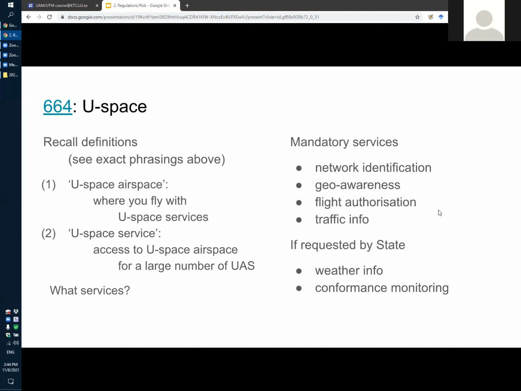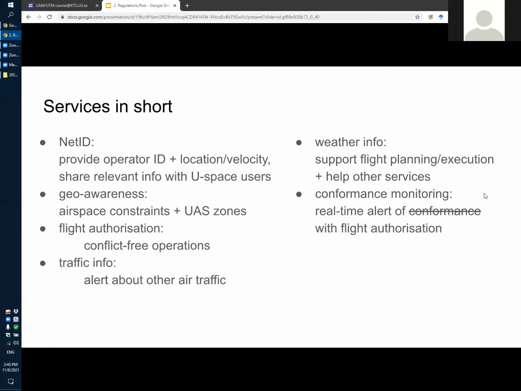It's probably not only these 4 or these 6 that would cater to all the possible needs, but nevertheless, these are 4 mandatory, and these are 2 that can be requested. And in very short descriptions of what they are, network identification should tell who is flying, where they are flying, and in which direction.